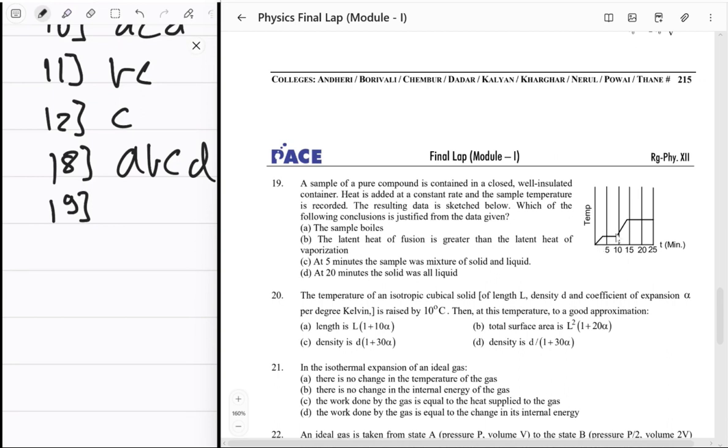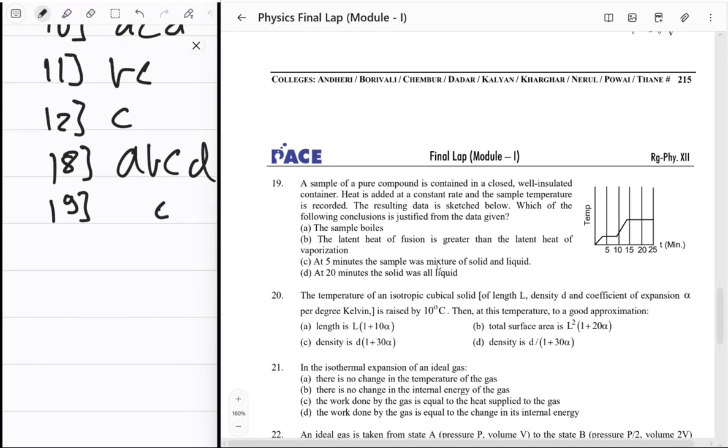Then here it's latent heat, because the temperature is actually constant. So rate of fusion is greater. Now it's going to do this thing. At 5 minutes the sample was a mixture of solid and liquid. Yes, actually, because here it was solid, then after that there is latent heat, so it is becoming liquid. Yes, so C is correct.